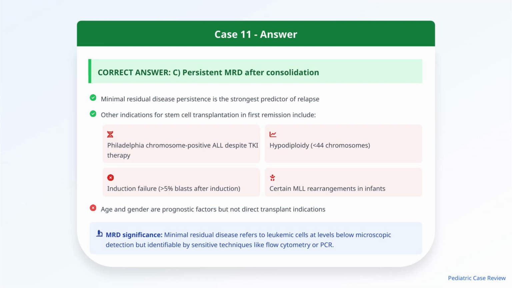Other indications for stem cell transplantation in first remission include Philadelphia chromosome-positive ALL that shows poor response despite tyrosine kinase inhibitor therapy, hypodiploidy with fewer than 44 chromosomes, induction failure defined as more than 5% blast remaining after induction therapy, and certain MLL rearrangements in infants.